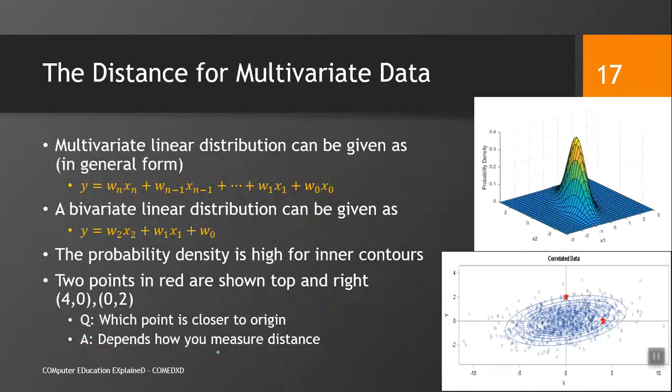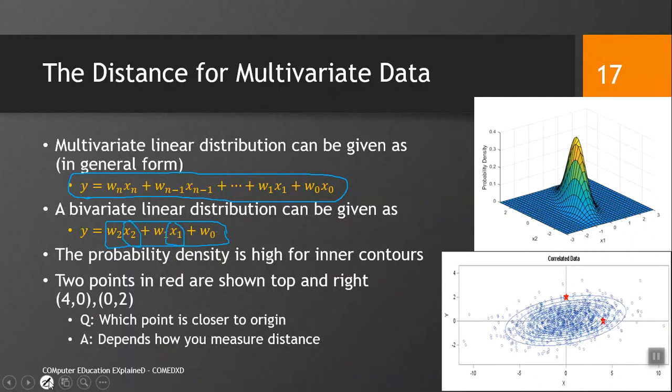Now we look at the distance of multivariate data. A multivariate linear distribution can be given in general form like this. Again, we are working with data that consists of more than one feature, and the relationship of those features is linear, so that could be given in this form. A bivariate linear distribution can be given as this. This is bivariate because we have two features x1 and x2, but still they are linearly related to each other.